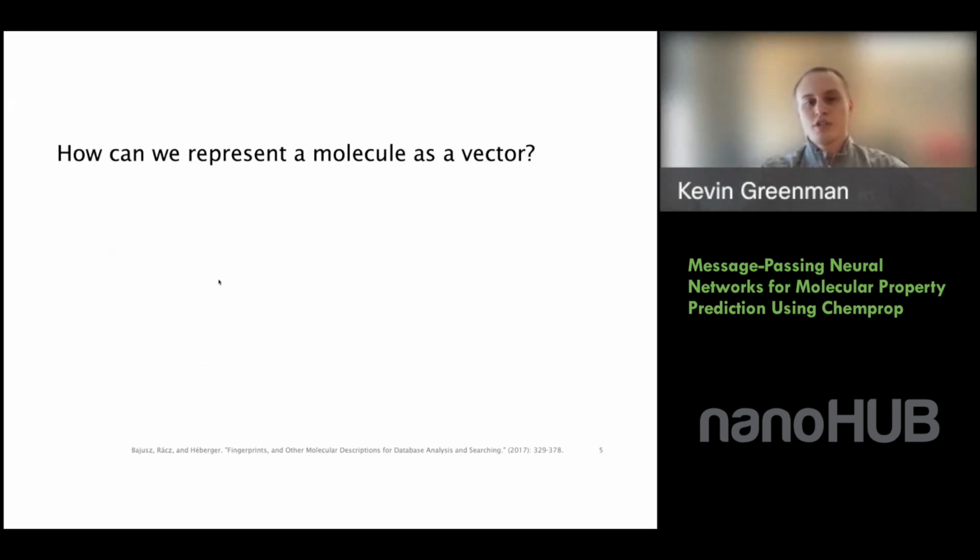So when you're doing machine learning with chemistry, the first question is, how can you represent a molecule as a vector? Because a computer doesn't understand what a molecule is. A computer understands ones and zeros. So you have to represent it as some string of numbers. So that's typically going to be in the form of a vector or a matrix.